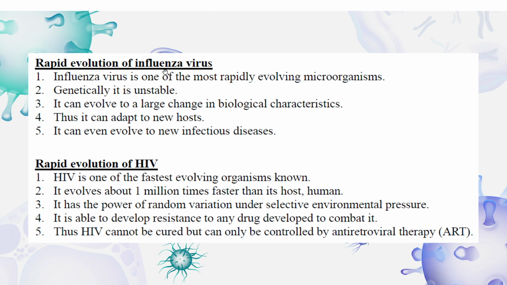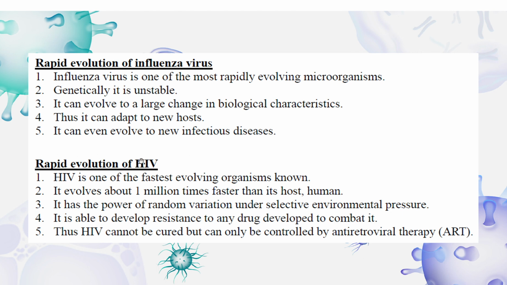For example, the influenza virus, the common flu. Influenza viruses evolve very quickly because they are genetically unstable, and unstable means that they mutate quickly. They can evolve large changes in biological characteristics, so they can adapt to new hosts. They can even evolve into new infectious diseases. So we always hear about a new flu coming out. That's the reason.